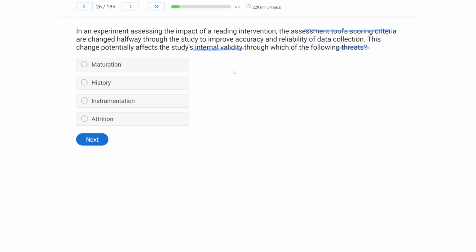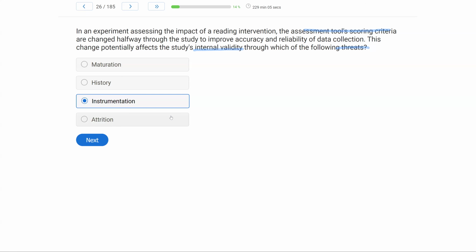A, maturation. Maturation has to do with the natural development and growth of participants. We're talking about the assessment and the data collection. B, history. History has to do with the past and the learning history of the participants. We're talking about data collection. We're talking about instrumentation. We're changing the tool, right? If we change the tool in the middle of the study, data are going to change as well. So those data are going to look different than before.